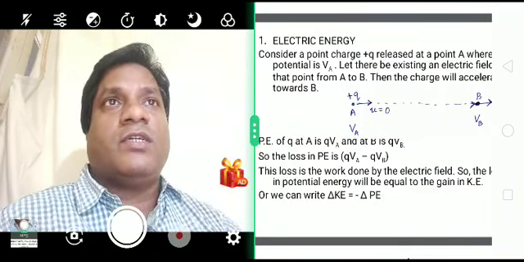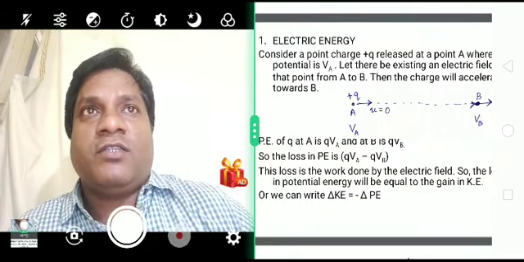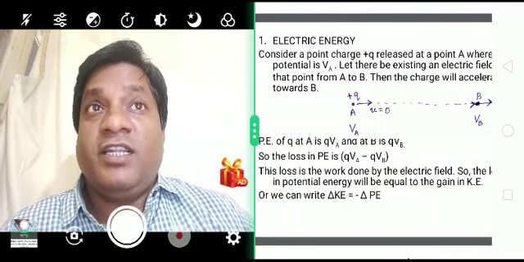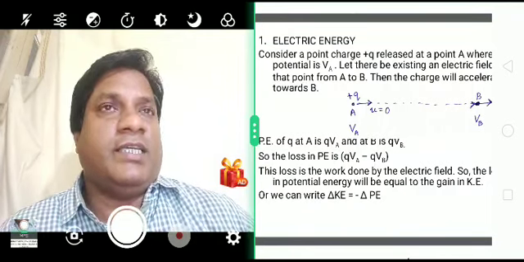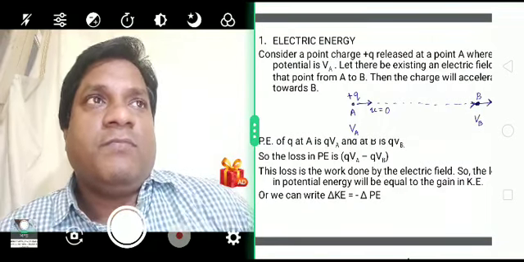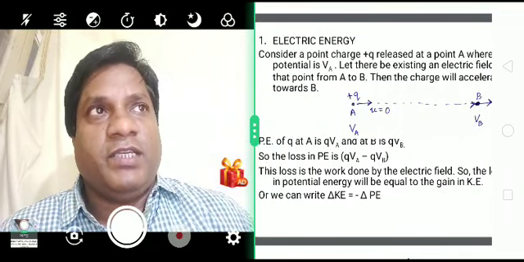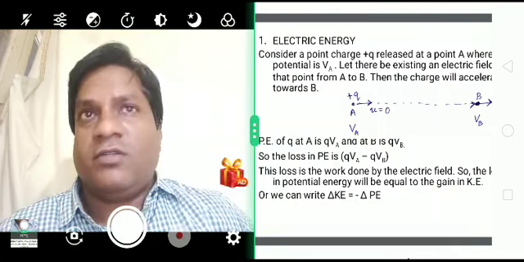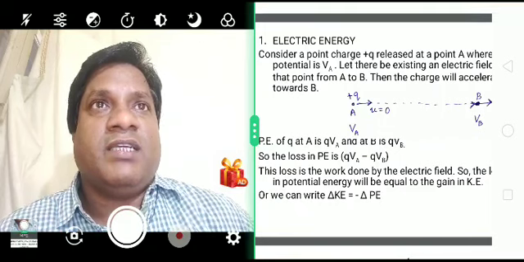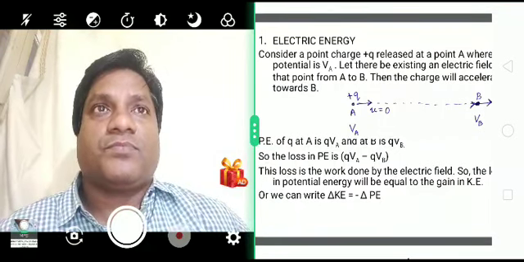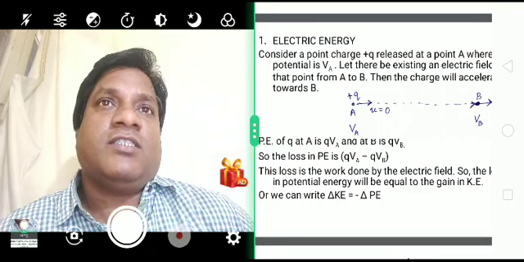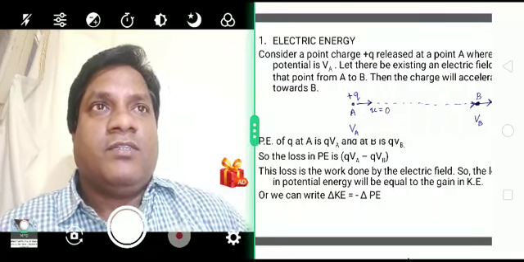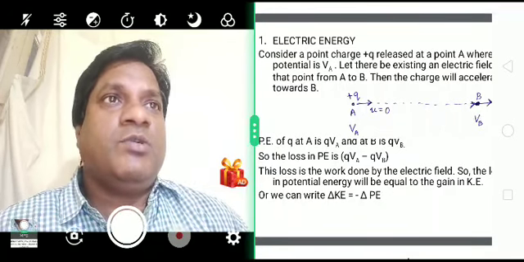So in the diagram you can see I have considered a point charge plus Q. The point charge is released from rest at a point A. There exists a uniform electric field from A to B. The potential at A is higher and the potential at B is lower. Potential at A and B are represented by VA and VB. Now the potential energy of the charge plus Q at A is Q into VA, and the potential energy at B is Q into VB.